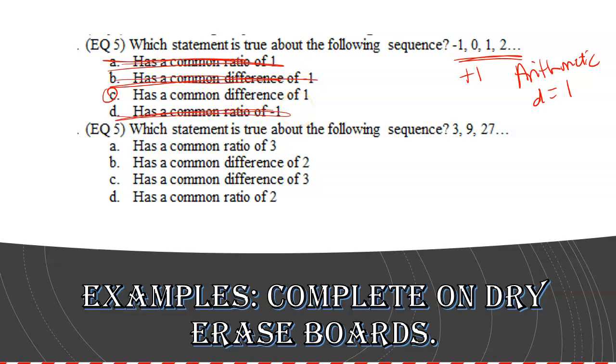For the second one, which statement is true about the following sequence? 3, 9, 27. For this one, I'm multiplying by 3, which is geometric. So I have a common ratio of 3. Okay, so first thing I'm going to do is get rid of anything that doesn't say ratio. So I can get rid of B, and I can get rid of C. And then I have has a common ratio of 3 or has a common ratio of 2. We've already discussed it's 3. So my answer is A.